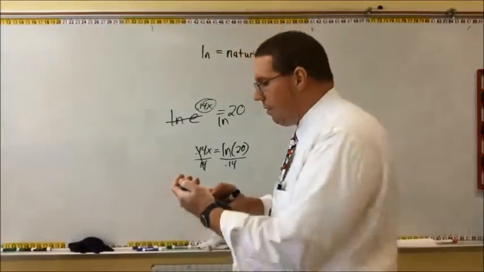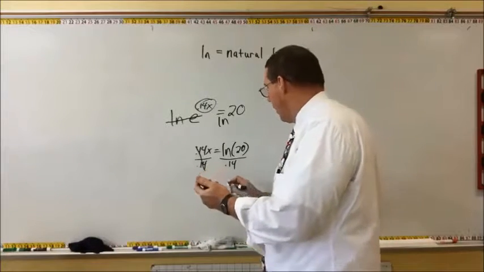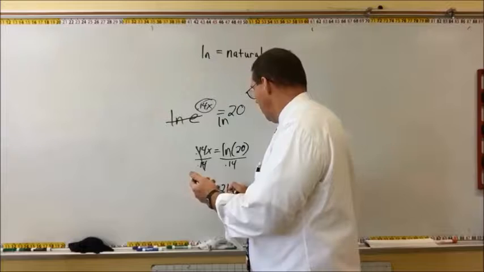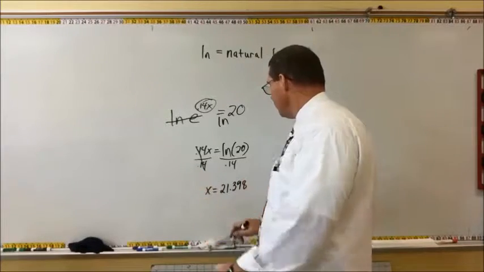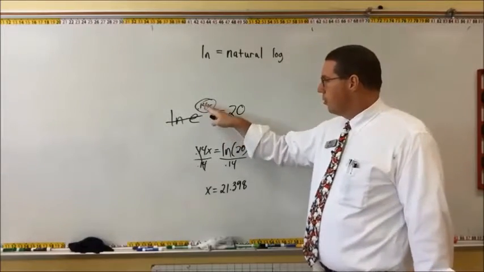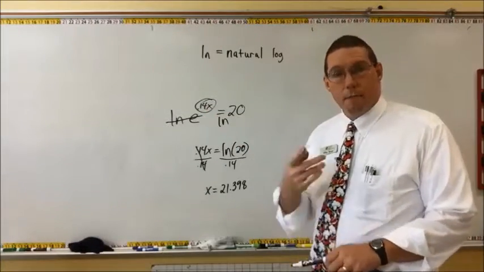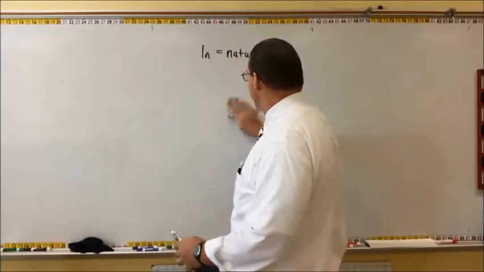Then we're going to divide by 0.14, and we get x equals 21.2398. There we go. So we just solved an exponential equation that involves an e. Let's do one more of these, and then I think we're going to be in pretty good shape.